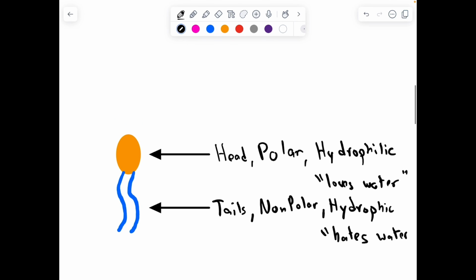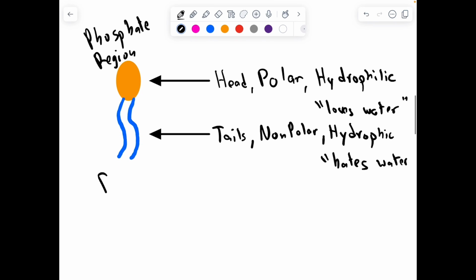Now moving on. The head makes up the phosphate region, while the tails make up the fatty acid region. Now, when making the phospholipid bilayer, the head of the phospholipid basically faces the aqueous environment or the water-filled environment, while the tails face inwards so they don't interact with the water.